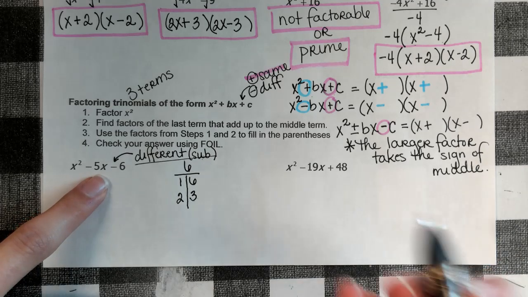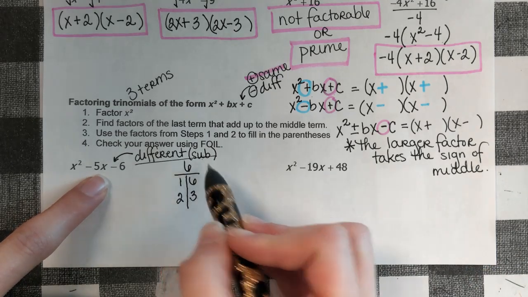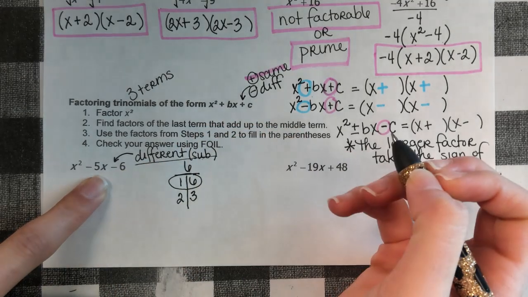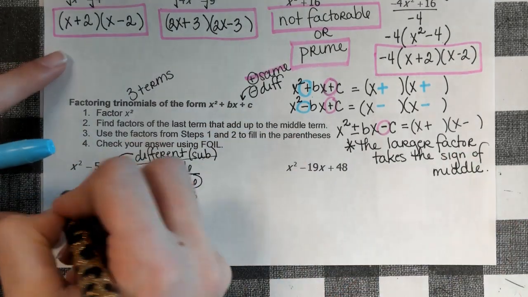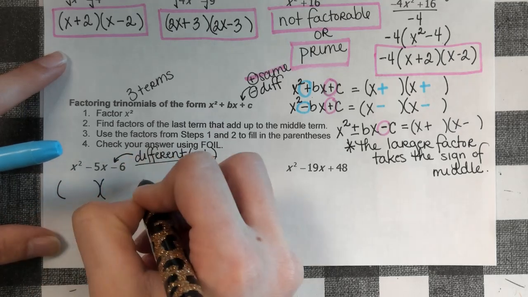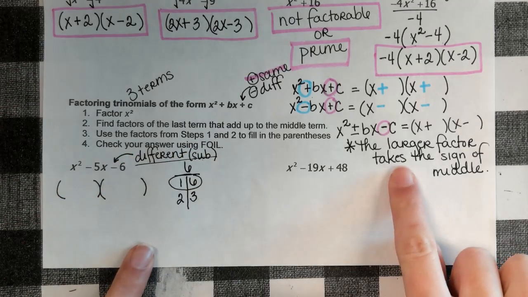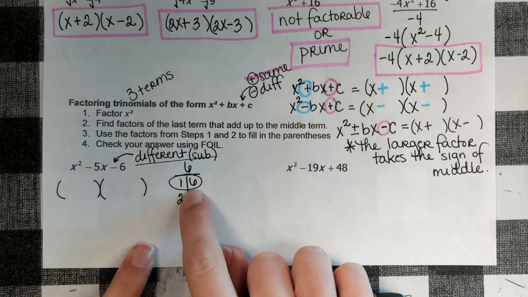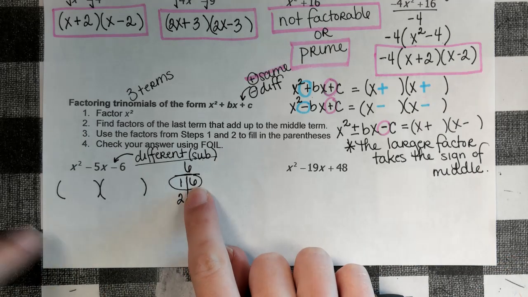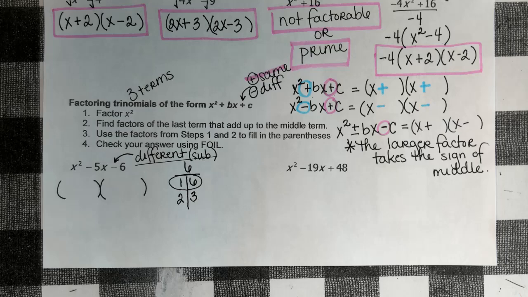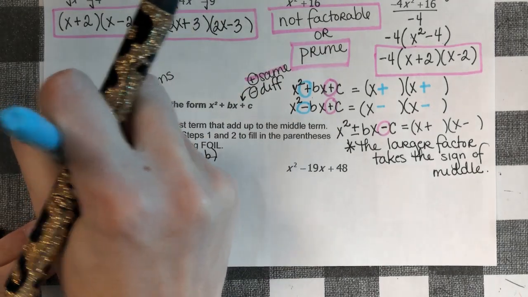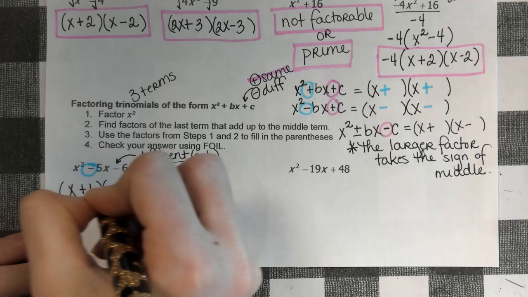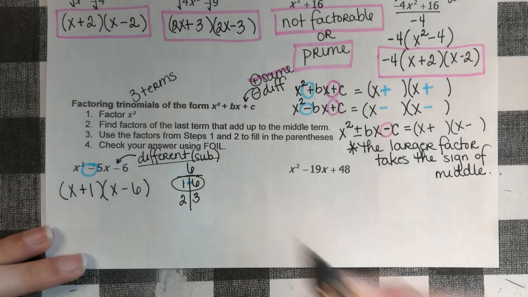So if I'm subtracting, which pair am I going to choose? 1 and 6. Now, if they're different, one of them has to be positive, one of them has to be negative. So this is why I say the larger factor takes the sign of the middle. Which one's the larger factor? 6. So that means 6 is going to take on the sign of the middle, which is negative. So I'm going to have x plus 1 and x minus 6.